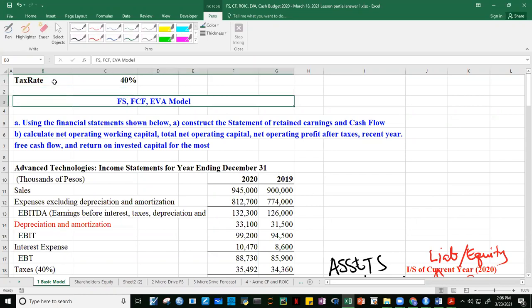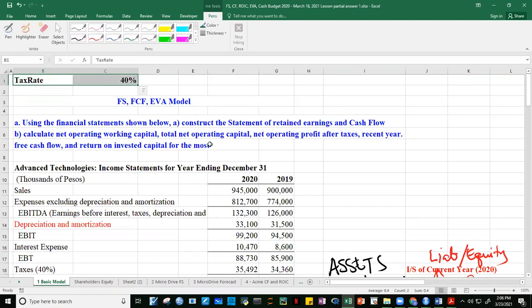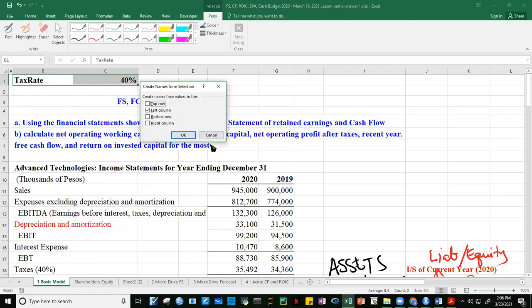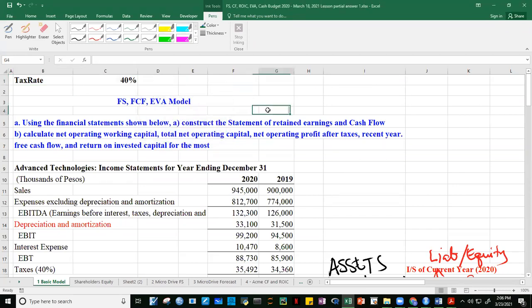And then, remember this, guys. Control-Shift-F3, that's the shortcut command. It says create names from selection. Excel guesses that the name is in the left column. Okay? Or the long cut is to go to Home.